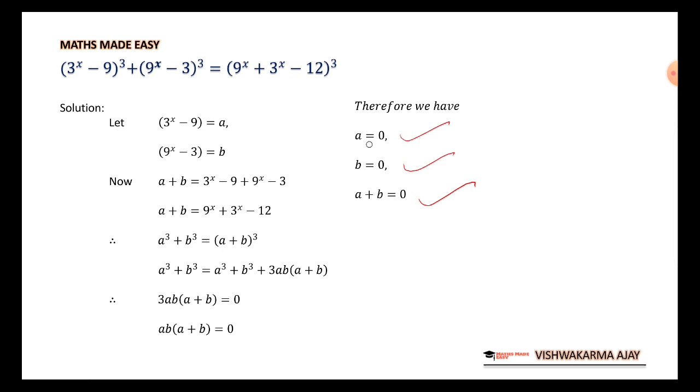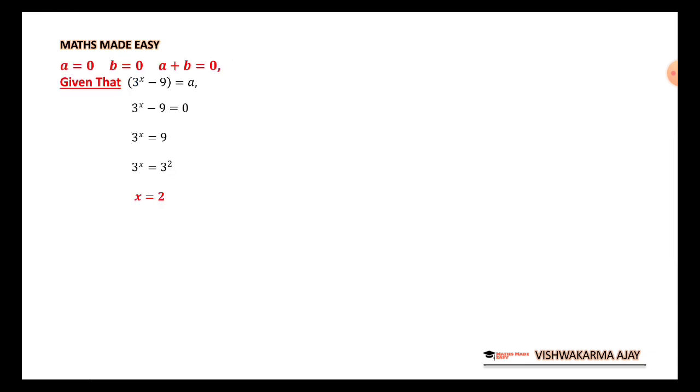Now the value of a was 3^x - 9. Let's see that. 3^x - 9 was equal to a, but what I find is a is equal to 0. So 3^x - 9 is equal to 0. The 9 is shifted to the right-hand side of the equation, so it becomes positive 9. 3^x is equal to 9. 9 can be written as 3 raised to 2, which means the value of x is 2.